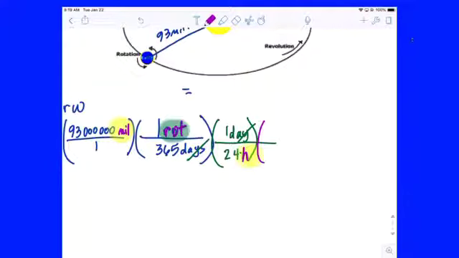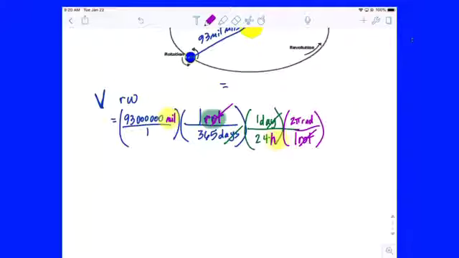Rads. Cool. So I need rotations to divide out. So one rotation is how many rads? 2 pi rads. I'll put rads there. Rotations divide out. And now rads are unitless. So now I have miles per hour. That's good. All we got to do now is type it in.